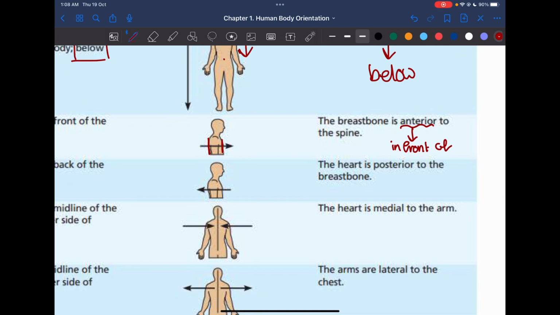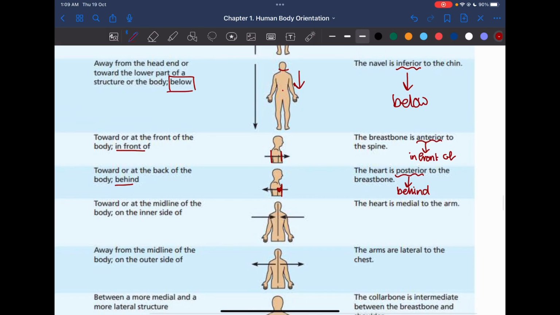So here, the heart, let me draw a small heart here for you guys, is posterior to the breastbone. The breastbone is kind of here, sorry, they're really close, so it's hard to draw on them. So the heart is posterior, or behind, the breastbone. It makes sense. They can really play with anything that's opposite to each other. They can literally say the spine is posterior to the breastbone.